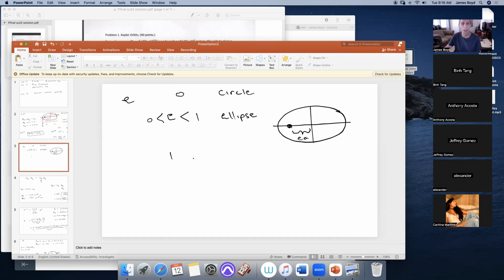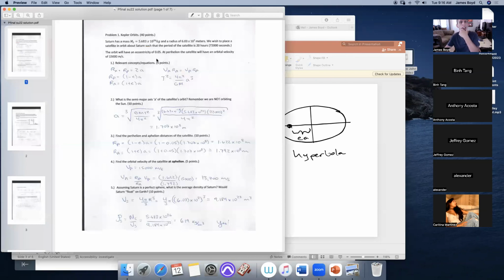When E is 1, you get a parabola, and we don't need to worry about that because that is not closed. And greater than 1 is a hyperbola, which is just a parabola that's a lot steeper. So this satellite being at an eccentricity of 0.05, it's basically in a circular orbit. It's very close to a circular orbit.